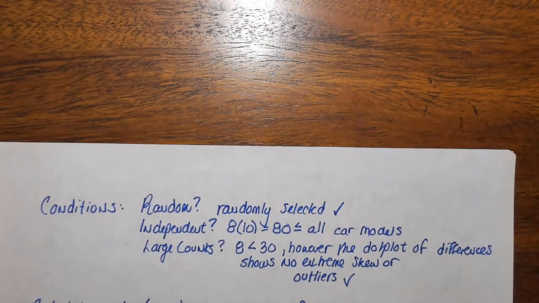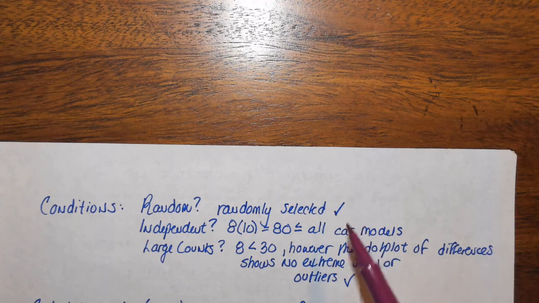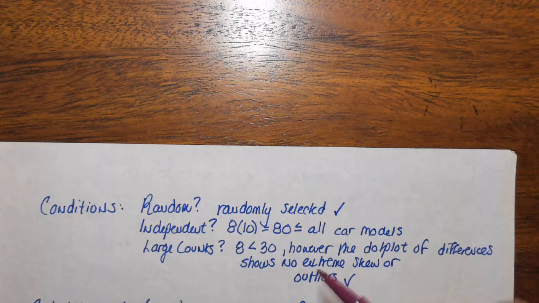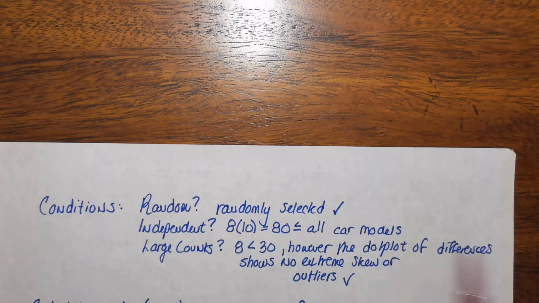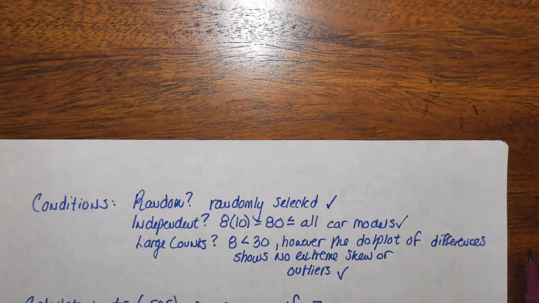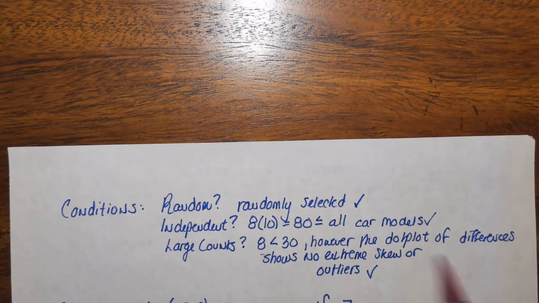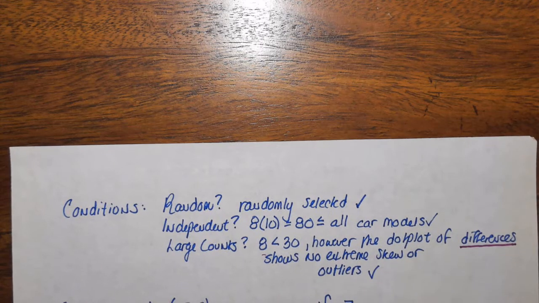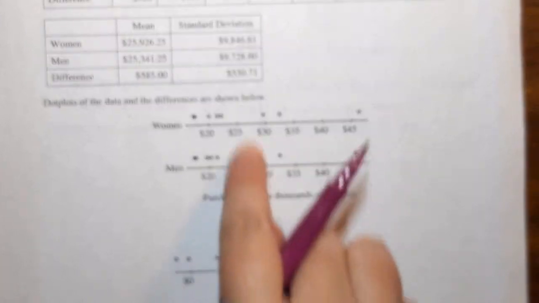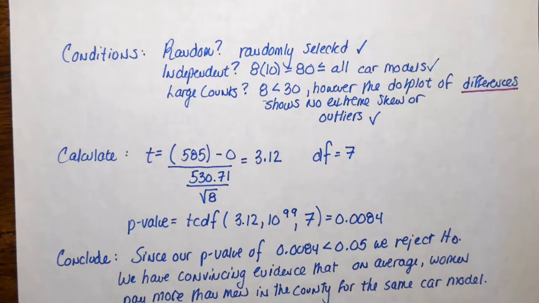Step 2 is the conditions. Okay, in this particular problem, they're only counting on you doing the random condition and the large counts condition, because independence is weird in this problem, so they're not expecting you to even write that down, but I'm sure that you did. So you need to have the random condition. You need to say that 8 is less than 30, but the dot plot of differences shows no extreme skew or outliers. So making sure that you're looking at this one. We don't care about this. We care about the differences.